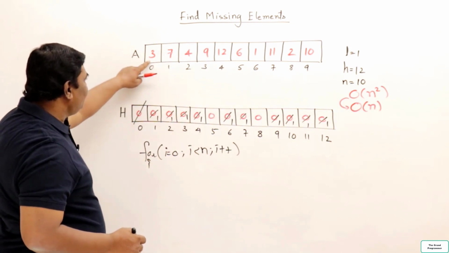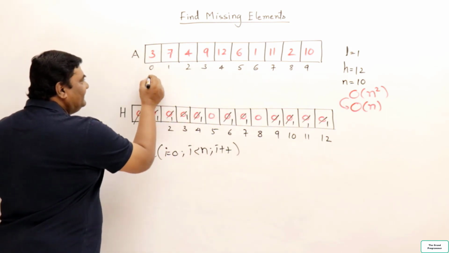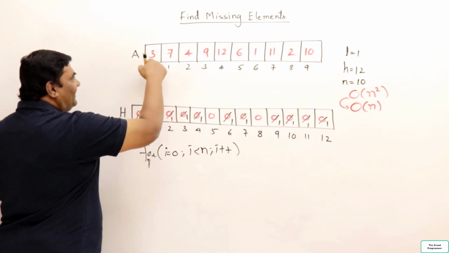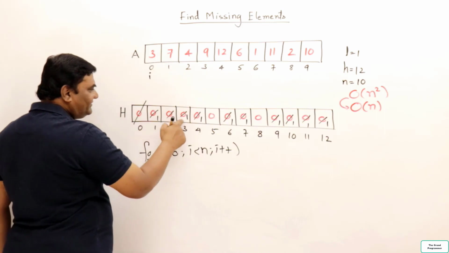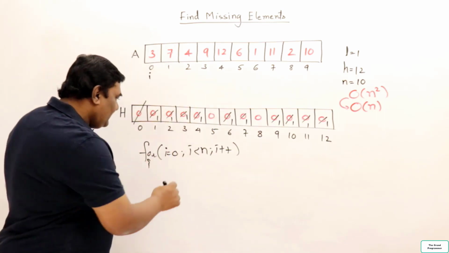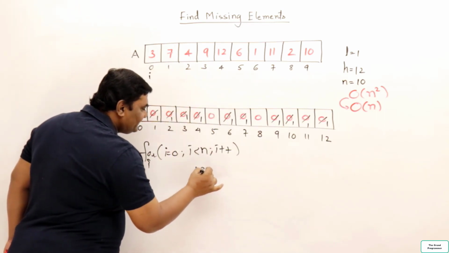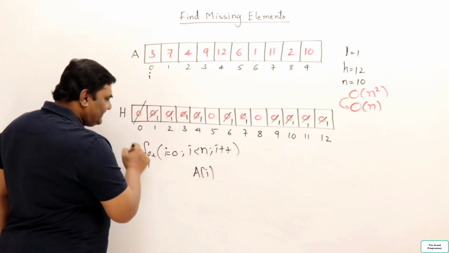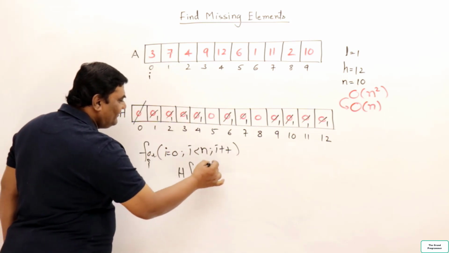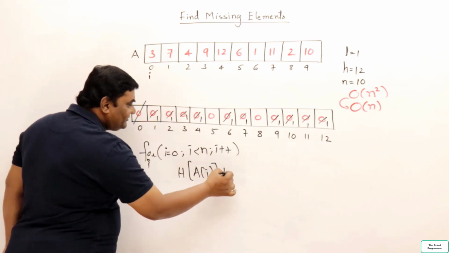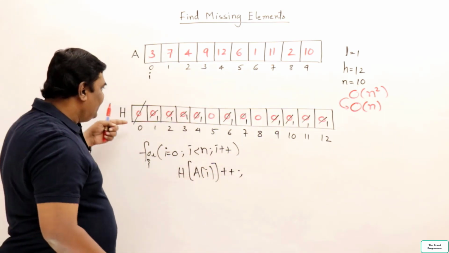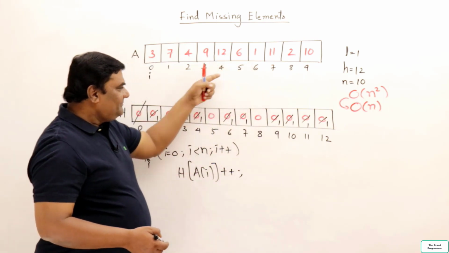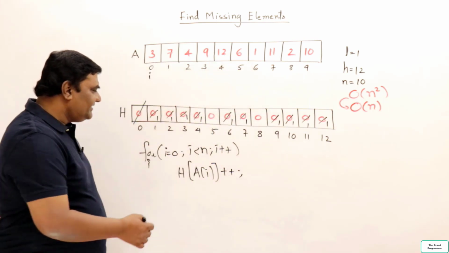See, if the number is a 3, a of i initially is 0. A of i is a 3. So I should go to index 3 and mark it as 1. So increment it. So a of i, which is 3, I should go to that index in h. So h of a of i, I should increment it. That's it. So it will scan through this array and for every element, in that particular index, it will increment it.